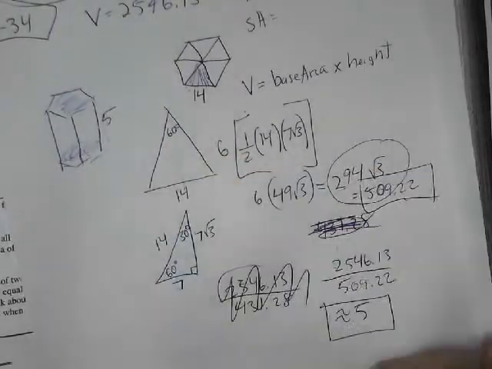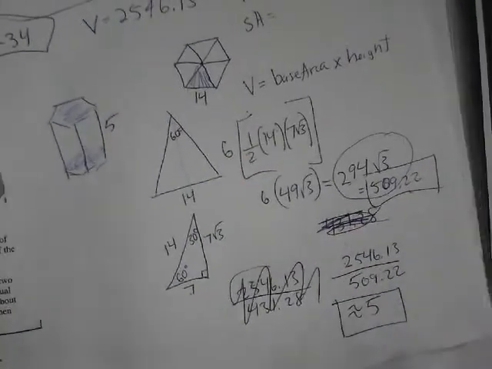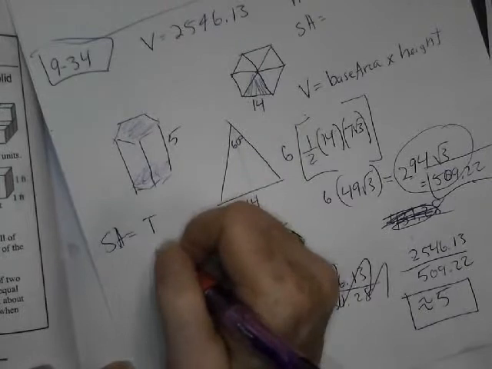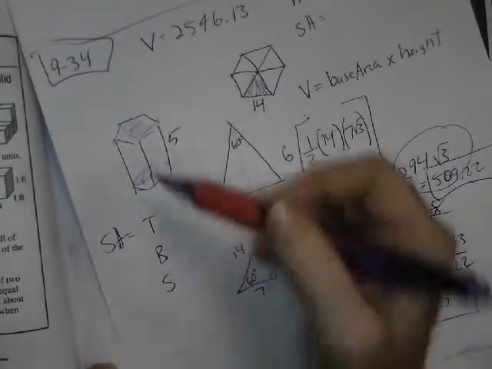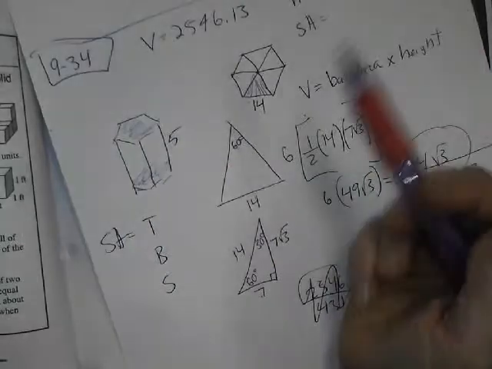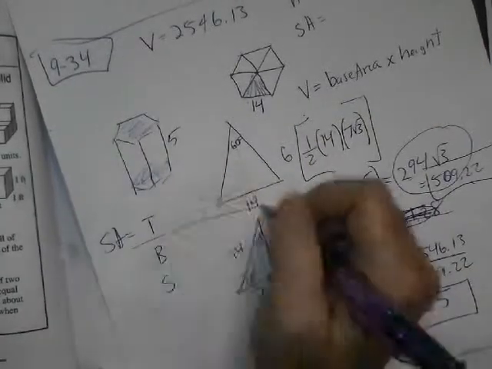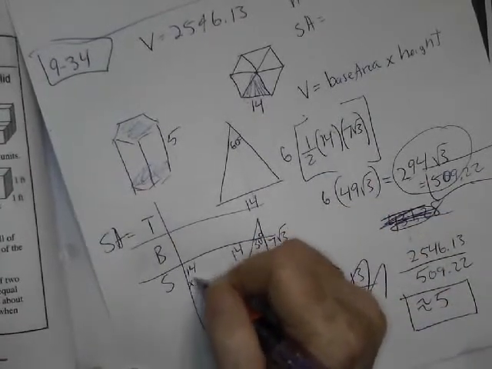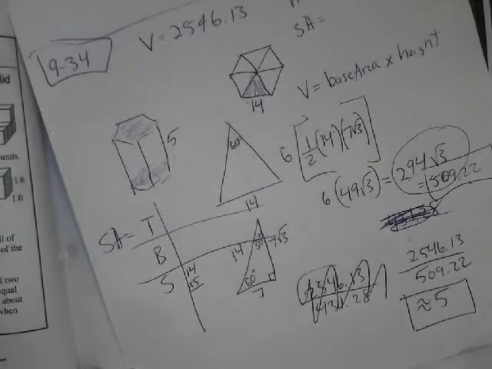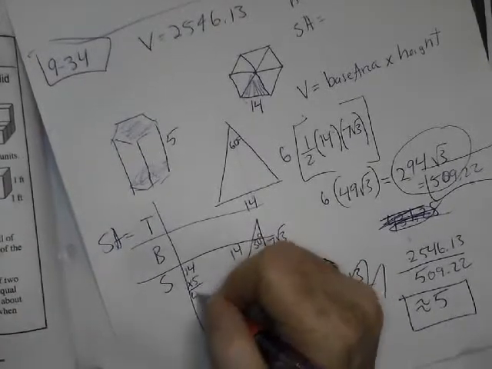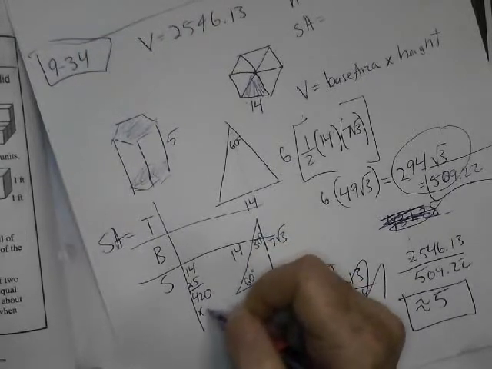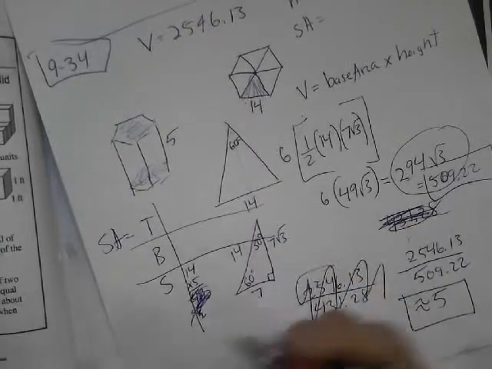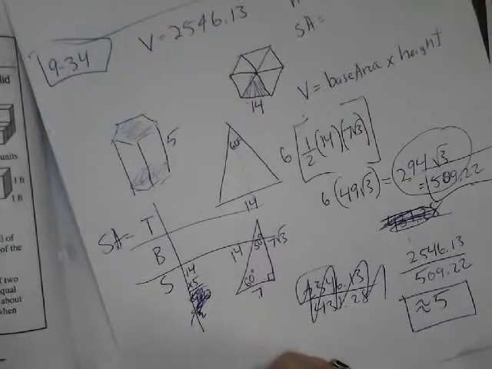Surface area is the top plus the bottom plus the sides. There's a whole bunch of sides, right? There's 6 sides. They're all 14 times 5. So it's going to be 14 times 5 times 6. Yeah, so what's 14 times 5? 420. Oh, okay, so 14 times 5 is 70, and the sides all together are 420.